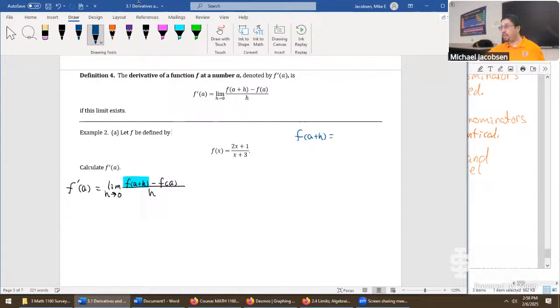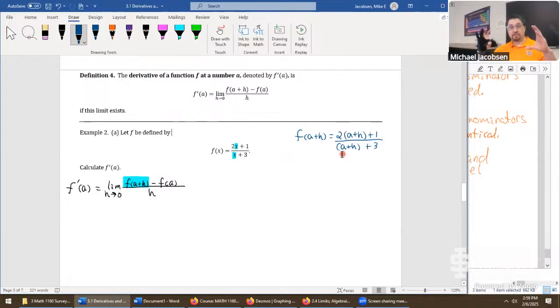F at a plus h is found by going to these two spots here and here, inserting an a plus h. So we'll go 2 times a plus h, plus 1. So all you've done is change x to a plus h in the numerator. Down below, a plus h plus 3, and same thing. Anytime I replace a variable with something new, I always put parentheses around it to just direct where that substitution took hold. Now, we should simplify this as much as possible because we're doing stuff to it, right?